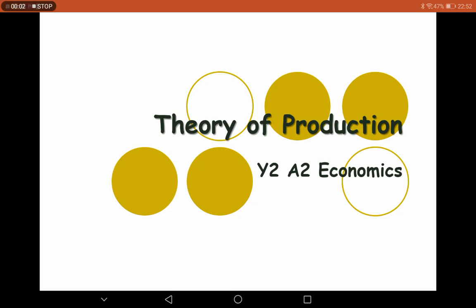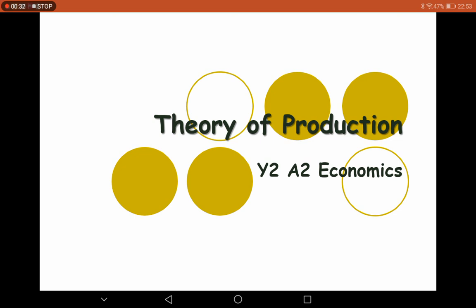Hello, so this is the fourth session where we're building up to A2 market structures and theory of the firm work. We've already looked at revenue and how we plot revenue curves, and we've also started to look at market structure. What we're going to look at today is how the market structure and revenue curves are all linked together with this idea of production and costs of production and levels of output.